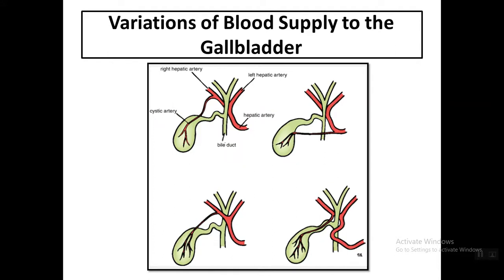There are certain variations of blood supply to the gallbladder. It might be variable. The cystic artery might come directly from the hepatic artery proper, with certain different variations. It should be observed during the operation of cholecystectomy regarding the blood supply of the gallbladder. Thank you.